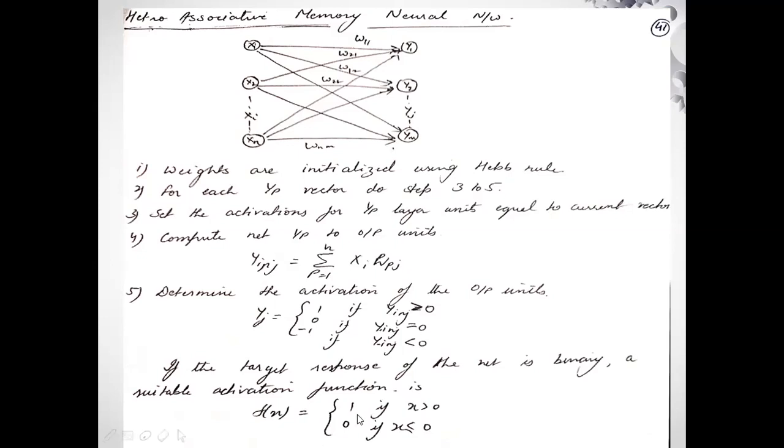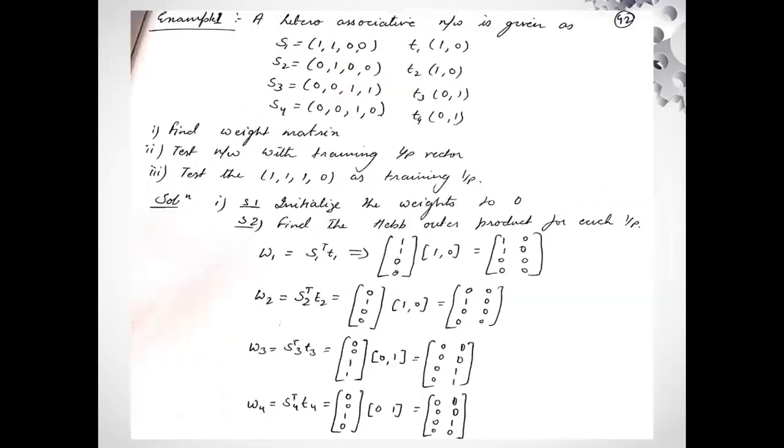So the binary response will be passed through a function, that is f(x). If x is greater than 0, it will be 1, and otherwise, in the else condition, it will be 0. Now let's understand all this with the help of an example.